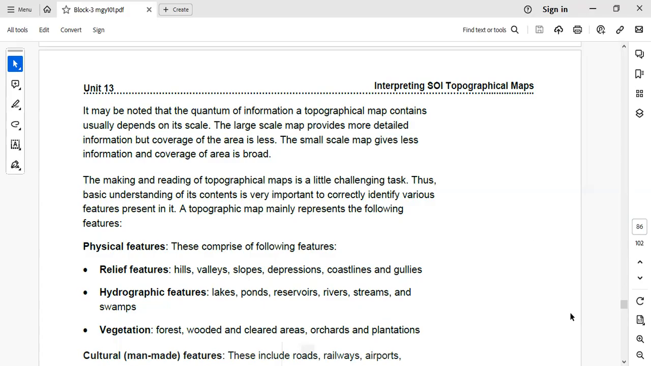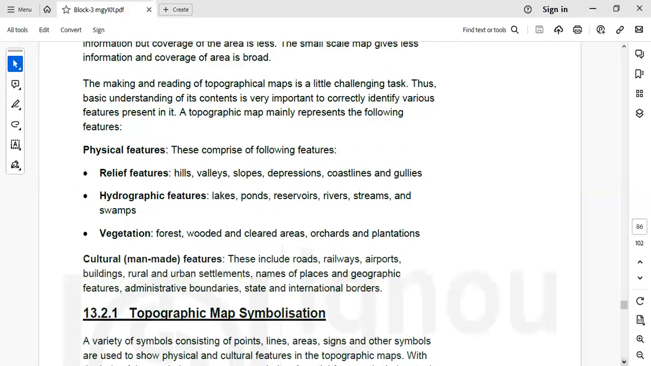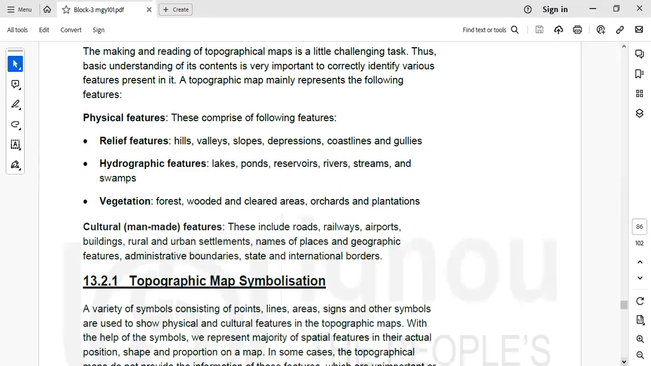springs. Then we have the vegetation. Vegetation may be forest, wooded, cleared area, orchards, and plantation. So all these types of information or features come under the physical features. And then we have the man-made or cultural features. These features include roads, railway, airport, buildings, rural and urban settlements, names of places, geographic features, administrative boundaries, state and international borders. They are the parts of the man-made features.